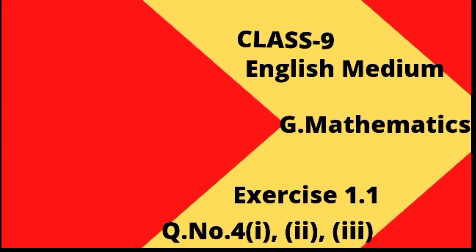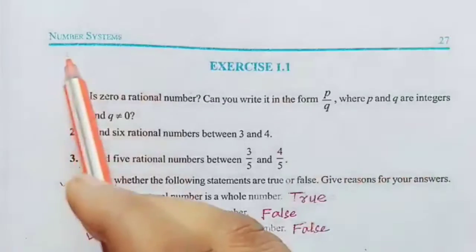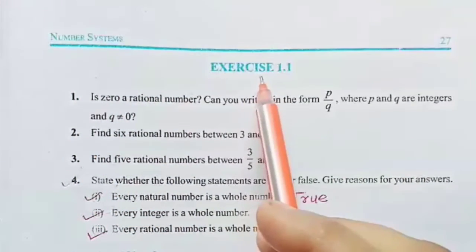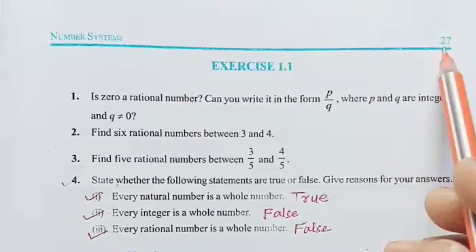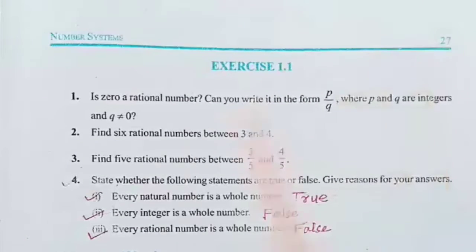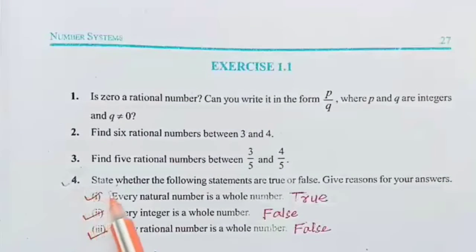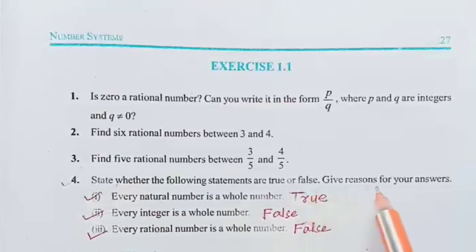Today we shall discuss question number 4, Roman number 1, 2, 3 of exercise 1.1 of the subject General Mathematics, English Medium of class 9. Number system exercise 1.1 page number 27. Question number 4. State whether the following statements are true or false. Give reasons for your answers.